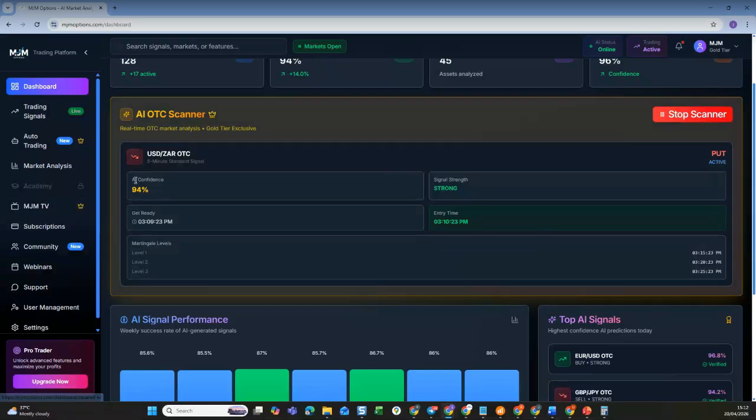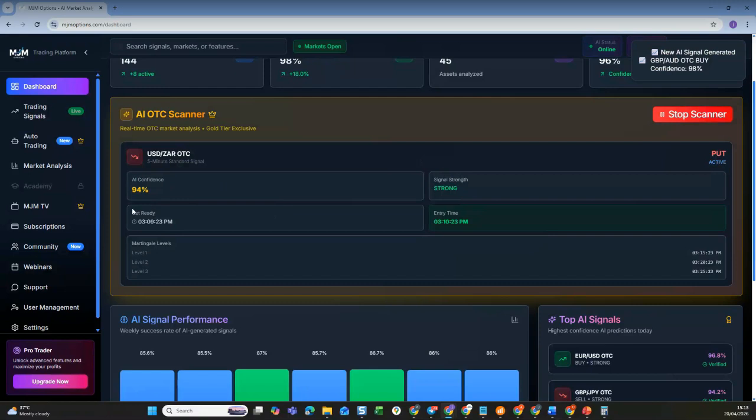So the next thing we have here is the AI confidence. AI confidence has to be between 90 to 99. That is 91, 92, 93, 94, 95, 96, 97, 98, 99. Those are the AI confidence percentages you're supposed to be looking out for. Then we have the signal strength. Now, the moment you have a signal with AI confidence between 90 to 99, it must be followed by a signal strength of strong. If it is not, you can't take it.